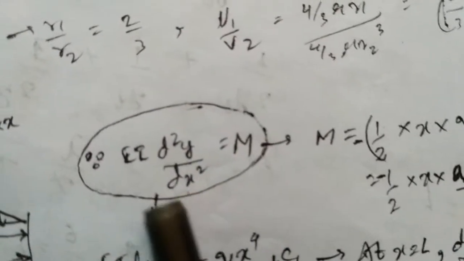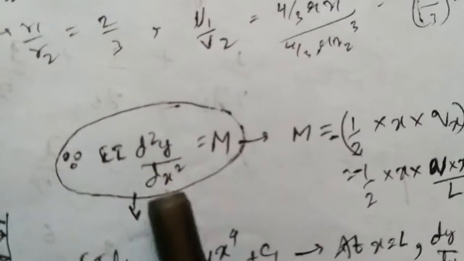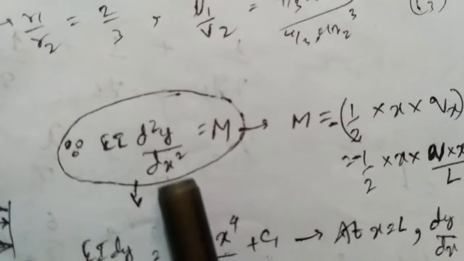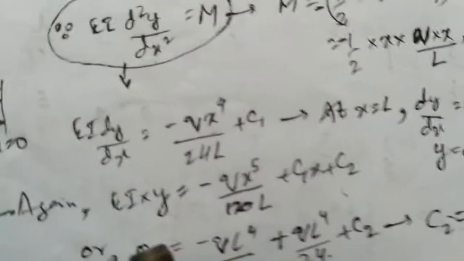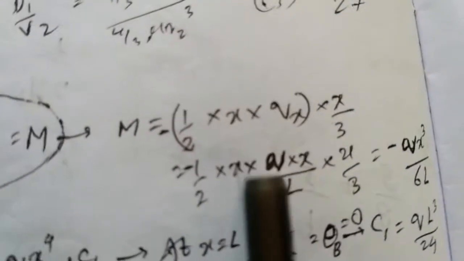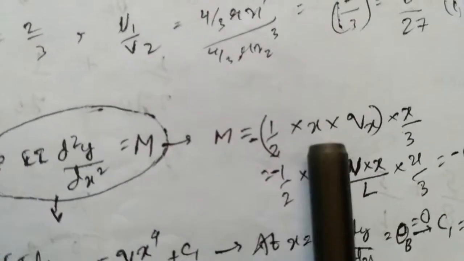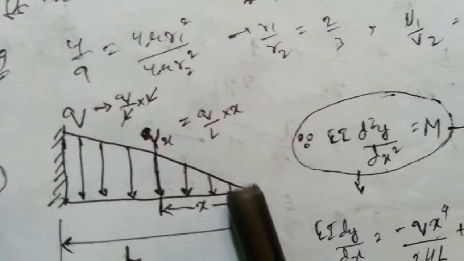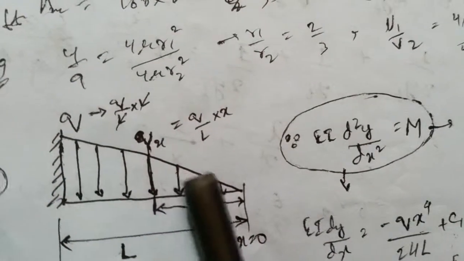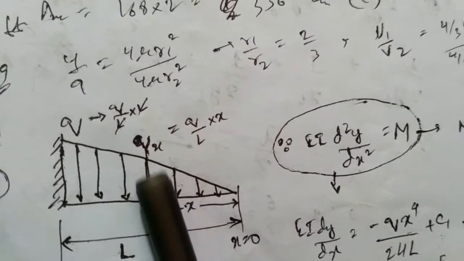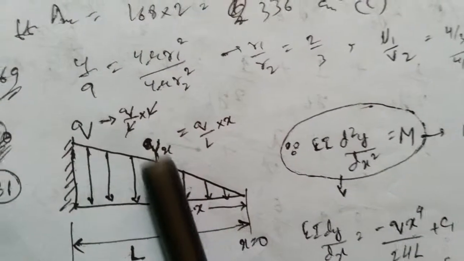So this is the basic formula. When we integrate, it will become like this, and on another integration it will come like this. So why is the moment this? Because moment is load into length. So the load is this load amount. Due to this load, what will be the total load? The total load will be the area of this small section.